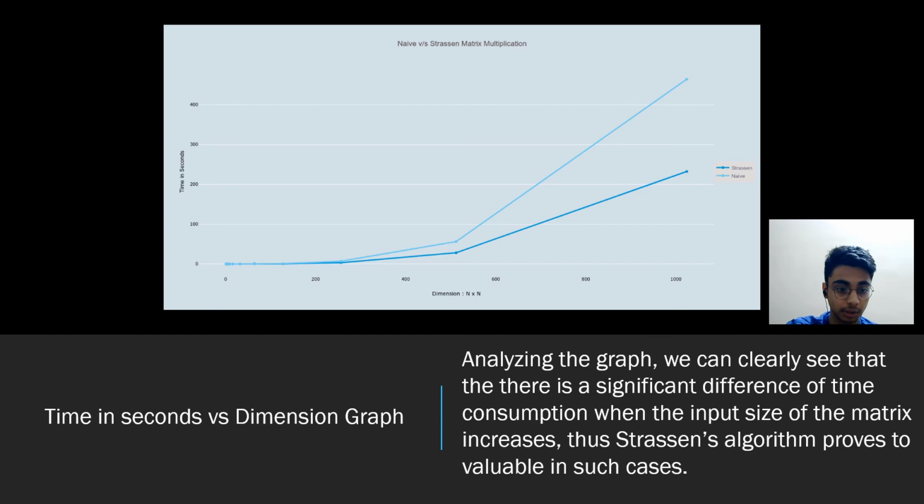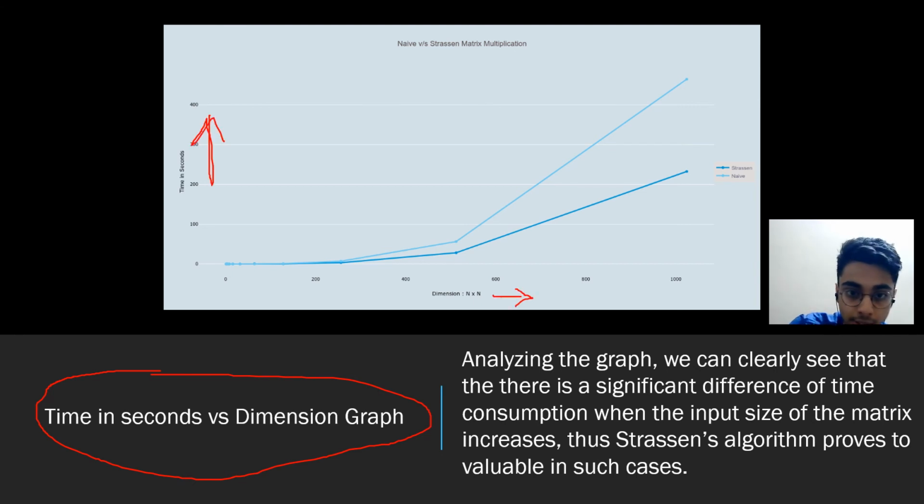Now this is a time in seconds versus dimension graph. So this is the time here on the y-axis, and this is the dimension here. So as you see, the light blue is the Naive and the dark blue is the Strassen. As you see, it was performing fine here, almost equal, but as the dimension increases, you see a large gap.